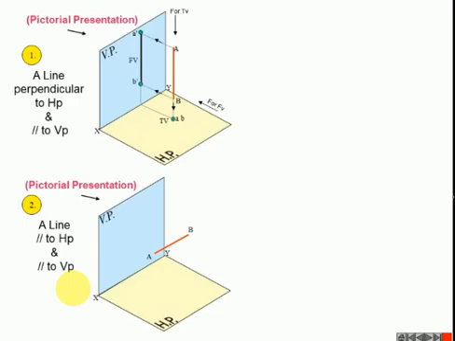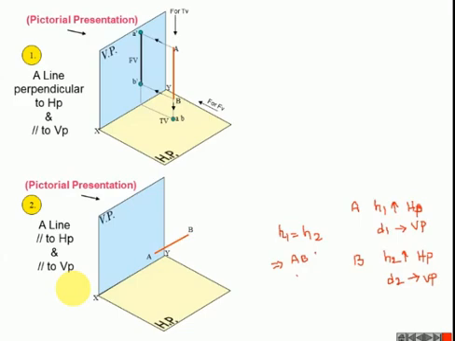Here point A is H1 above the HP and D1 in front of the VP. Similarly, point B is H2 mm above the HP and D2 mm in front of the VP. If you observe carefully, H1 equals H2. It means that the line AB is parallel to HP.